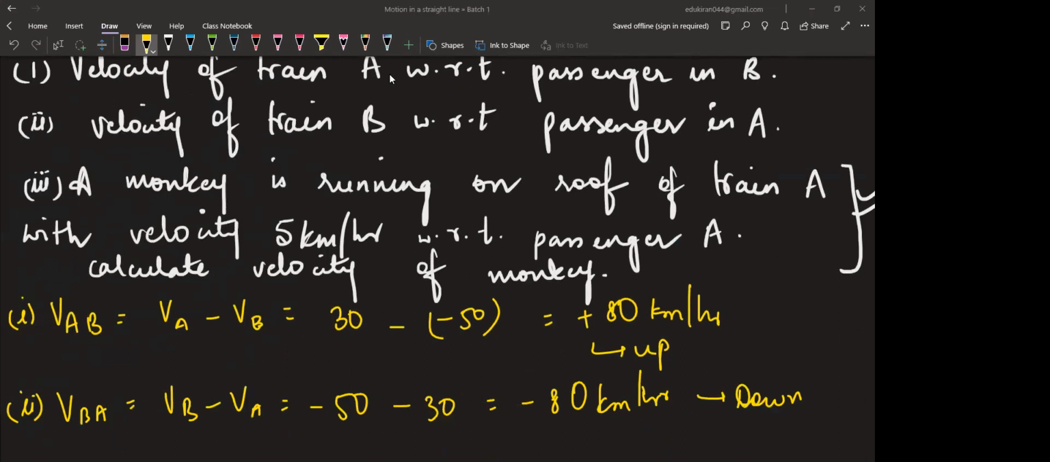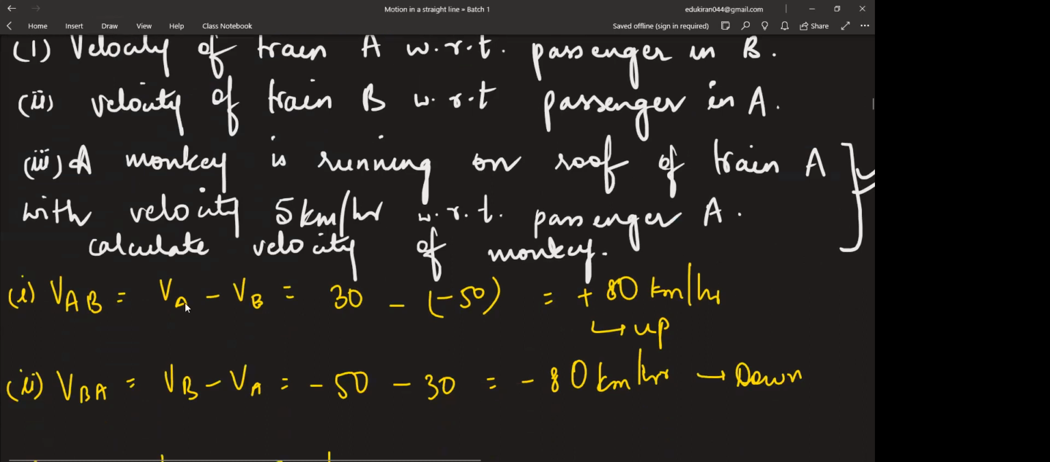Jesleen also. Yes, correct. Good. Very good. So Jesleen, Zainab, and Shaima. Good answers. VA minus VB, 30 minus 50. So that would add and make it 80 kilometers per hour. And when it's the other way around, that is VB minus VA, minus 50 minus 30, it's minus 80 kilometer per hour downwards. Means this is showing you north side and this is showing you towards south.